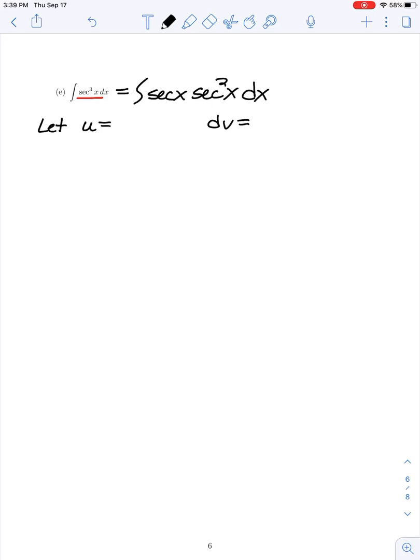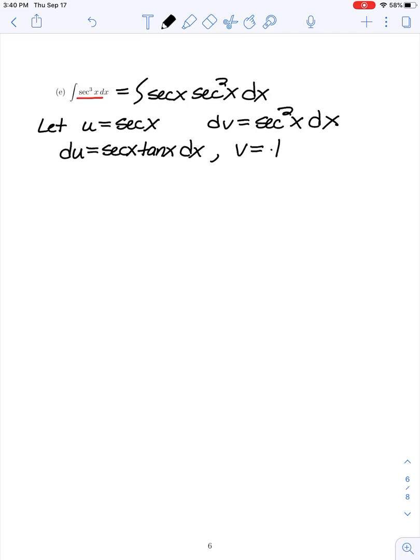So here I'm going to choose u as secant x, in which case dv is secant squared x dx. Then it follows that du, the derivative of secant x, would be secant x tangent x, and then I'm multiplying by a differential dx. And v would be the integral of secant squared x, which is tangent x.